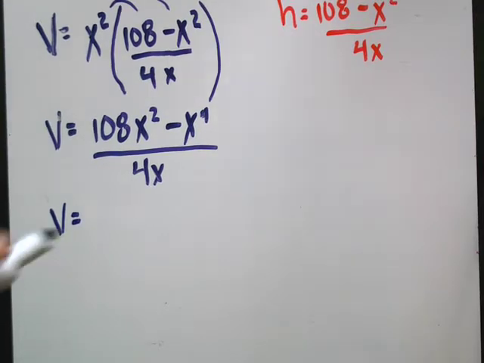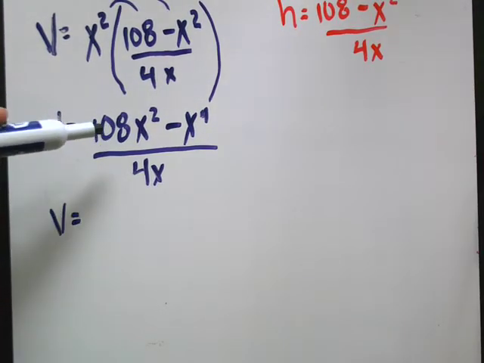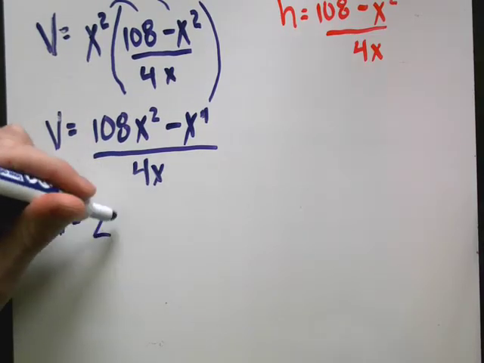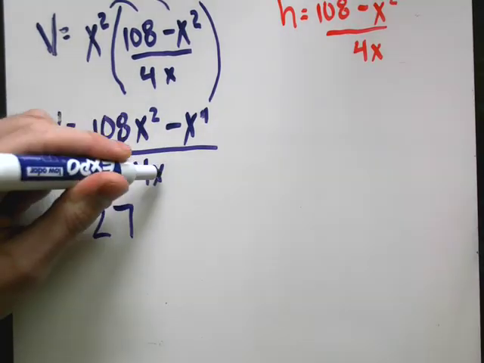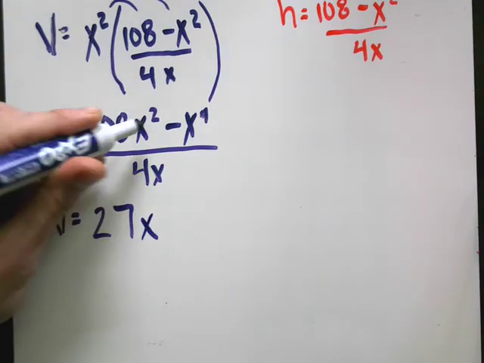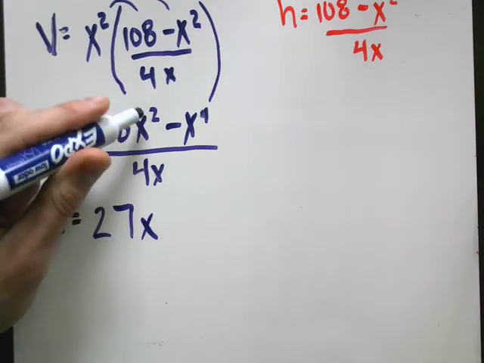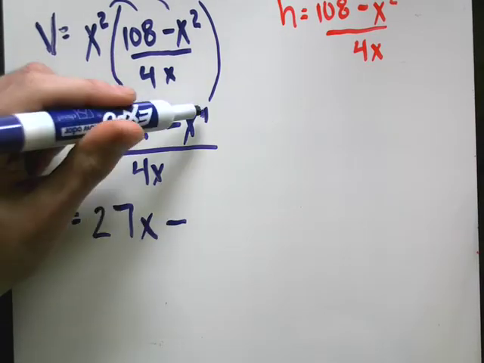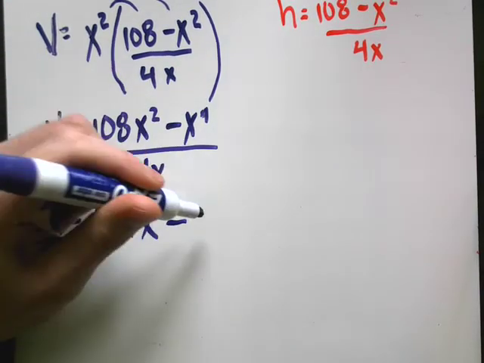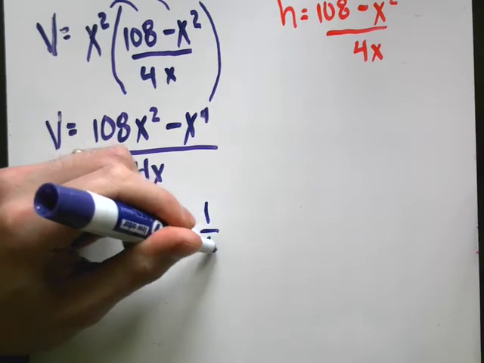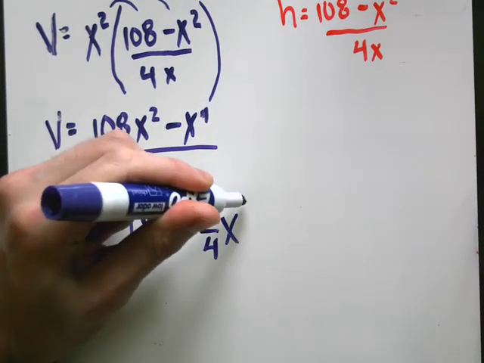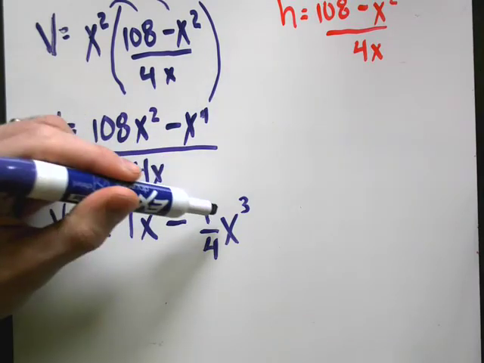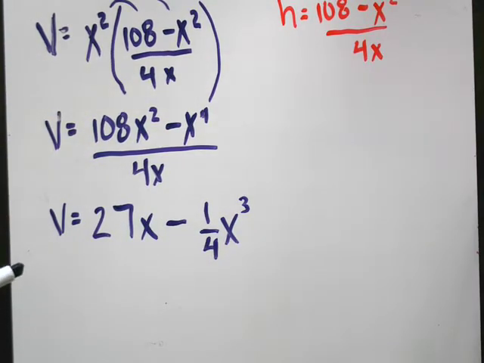So let's split this up into two fractions. So I have 108 divided by 4, which is going to be 27. X to the second minus x to the first is just x. Remember, we subtract our exponents when we're dividing. Minus, what is this, x to the fourth on top? So this would be 1/4 x to the third, right? Because 4 minus 1 gets me to 3. I'm just subtracting my exponents.